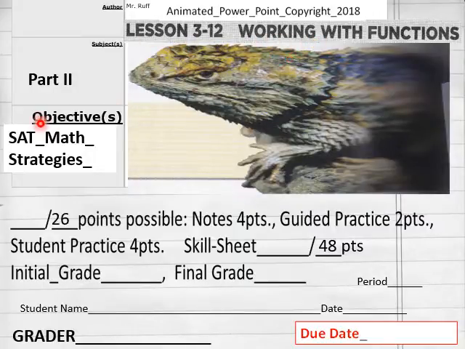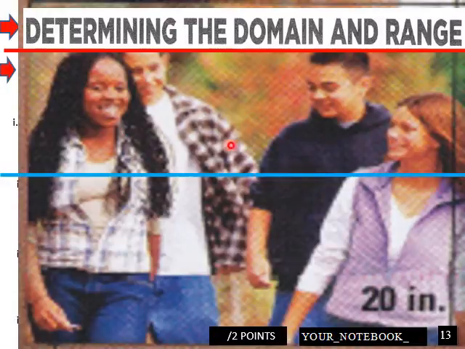3.12 Part 2, Working with Functions. Here are notes here. We have a 48-point skill sheet, which is not included with this PowerPoint. To get that, contact me. Okay, notebook here. This should go in your notebook guide.